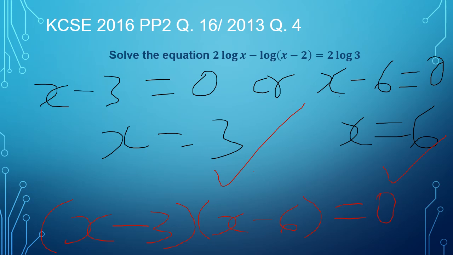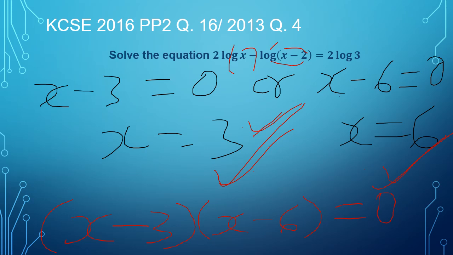But now let's look at the question. Which of the two is the valid solution to our question? Remember we said that we can only find the logarithms of positive values. Here we are given log (x minus 2) and log x. So we can find the logarithm of 3, and we can still find the logarithm of 1. So all these are solutions. So x equals 3 and x equals 6 are the valid solutions to this equation.